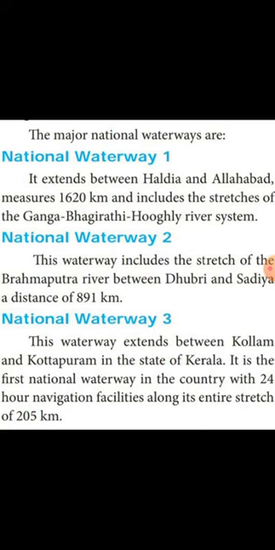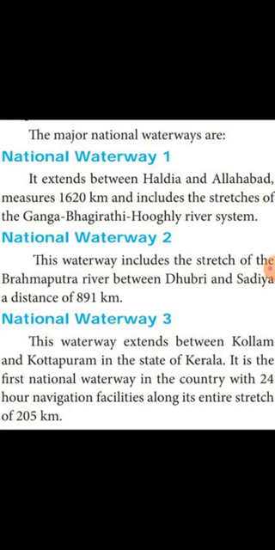Okay, now listen here. The first one is National Waterway 1. National Waterway 1 extends between Haldia and Allahabad. The distance is 1620 kilometers. It includes the stretches of Ganga, Bhagirathi and Hooghly river system.